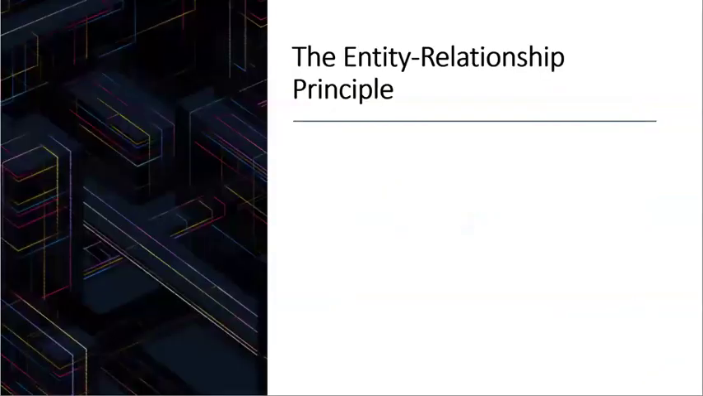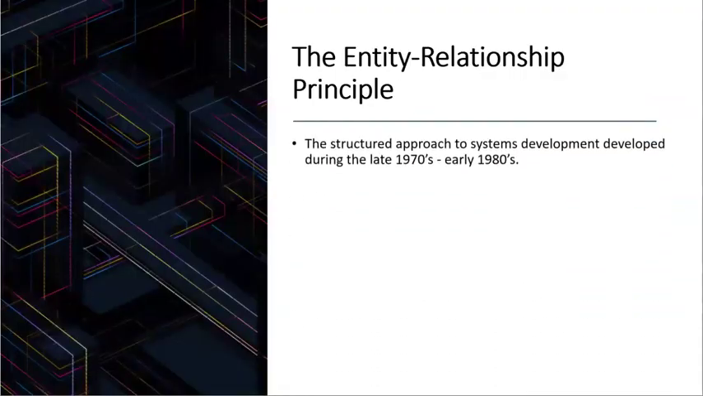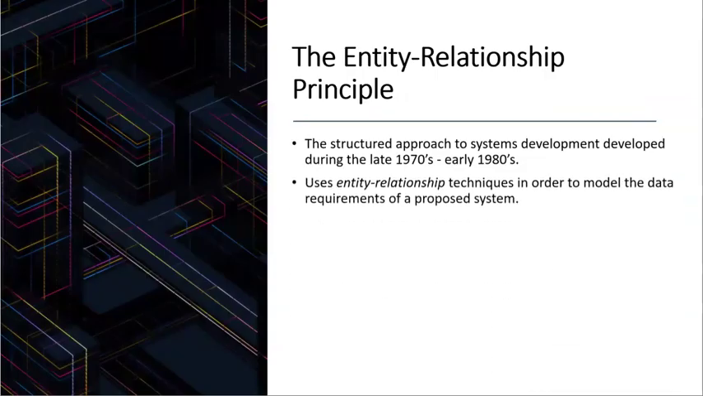Okay. Now, the entity relationship principle comes from the structured approach to system development that became popular in the late 1970s and early 1980s, right? At that time, developers realized something important. Many systems were failing because they were built around processes instead of data, right? So Peter Chen introduced the idea that we should first model the data in a system and then use that data model as the foundation for database design.